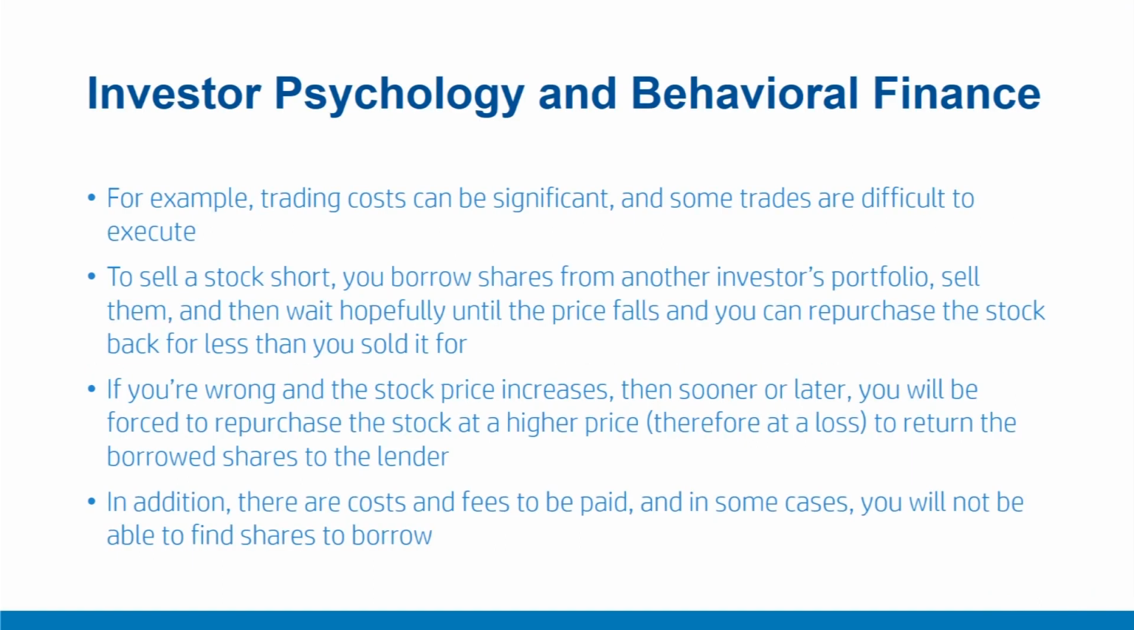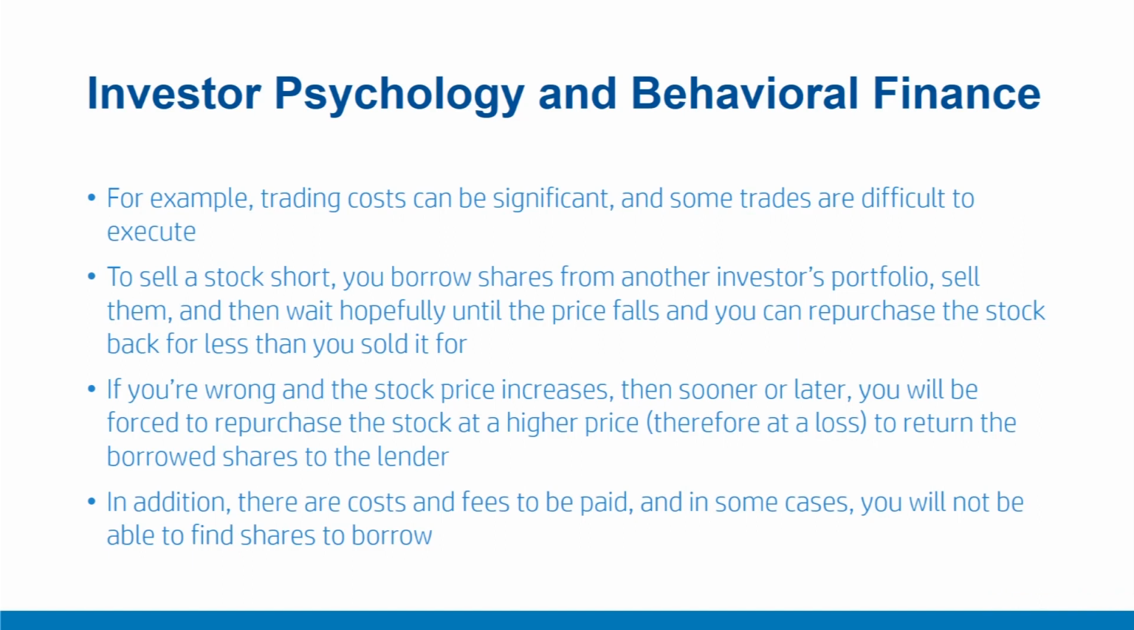Thus, arbitrage trading is often called convergence trading. In practice, arbitrage is harder than it looks. Trading costs can be significant and some trades are difficult to execute. For example, suppose that you identify an overpriced security that is not in your existing portfolio.